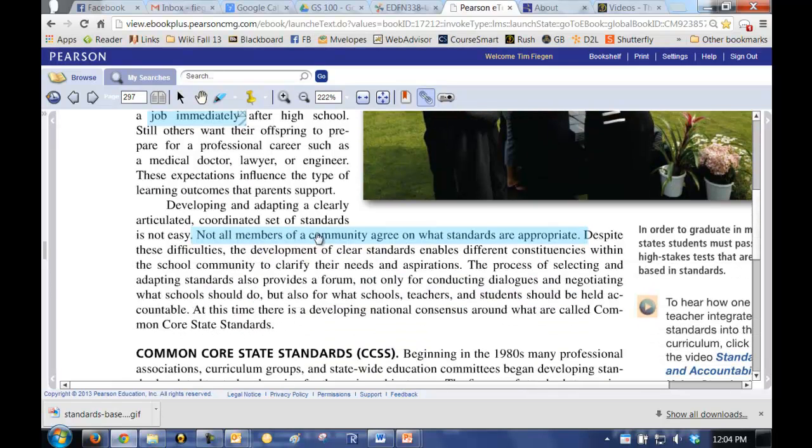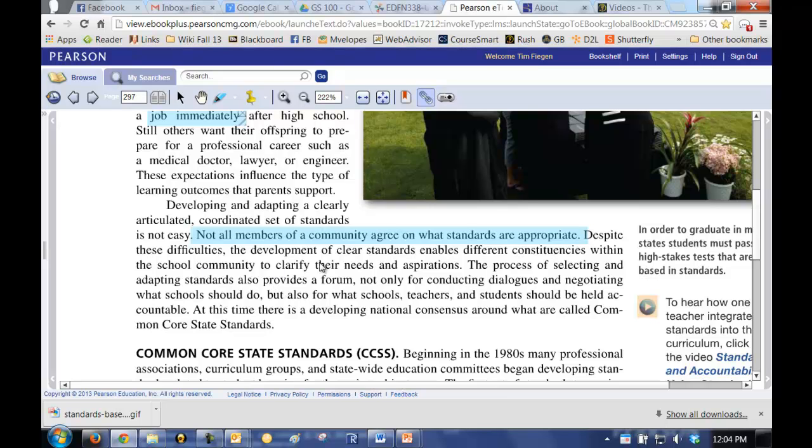So developing and adapting a clearly articulated, coordinated set of standards is not easy. Not all members of the community agree on what standards are appropriate. And the community doesn't get to decide anymore. We gave that away. This is old school. This is old stuff. This is pre 15 years ago, where the community decided. Well, the nice thing about the community is you could get the people in the room and have a discussion. But we've sold it out now. We've prostituted ourselves. It's gone. Somebody else gets to decide.